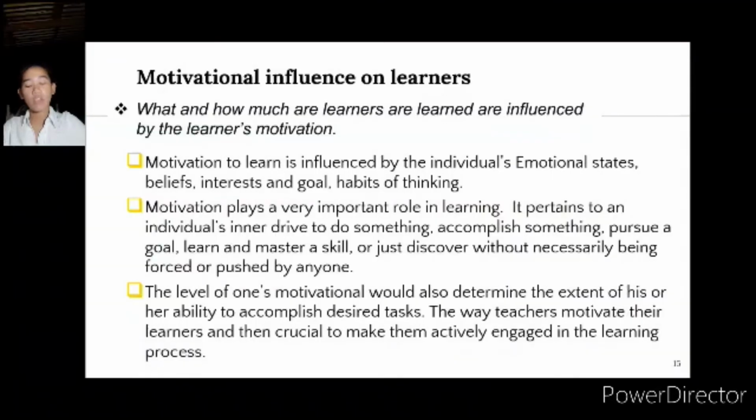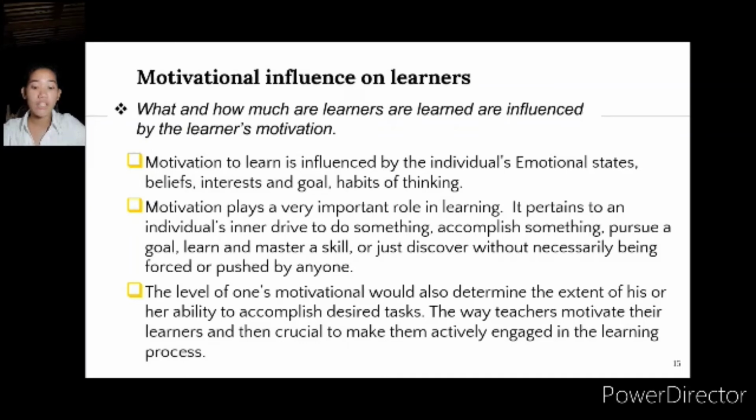The topic that I will discuss is the motivational influence on learners. What and how much our learners learn is influenced by the learner's motivation. Motivation to learn is influenced by the individual's emotional states, beliefs, interests, goals, and habits of thinking. Motivation plays a very important role in learning.